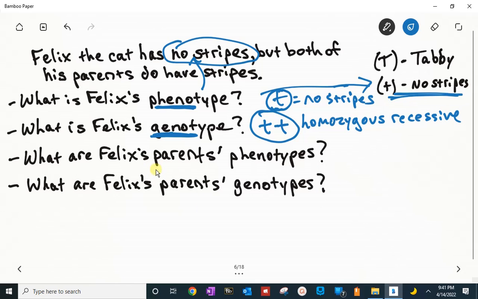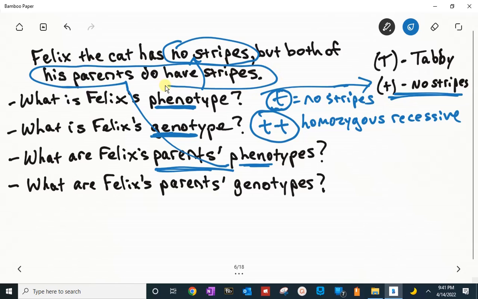Now, what are Felix's parents' phenotypes? Well, we saw in the question, his parents do have stripes. So the phenotype is just how it shows up in the body, and the information says his parents do have stripes, so that would be a capital T for Tabby for the mom and a capital T for Tabby for the dad.